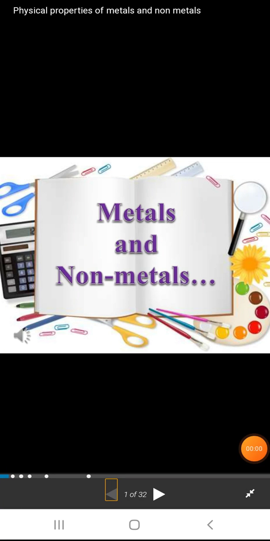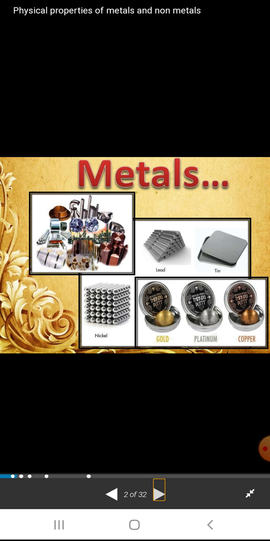Let us look about metals and non-metals in this module. Metals. So metals are the things which we use in our day-to-day life. For example, gold, platinum, copper, silver, lead, tin, nickel, aluminium and etc. Let us know more about metals and non-metals in the following slides.